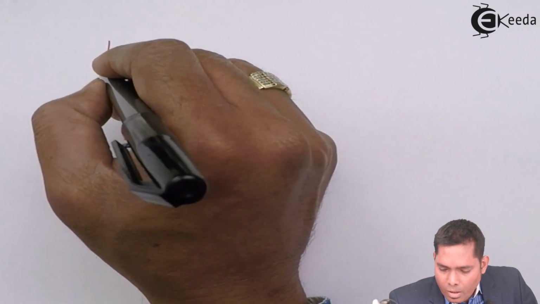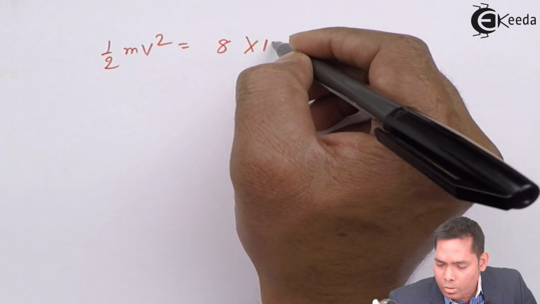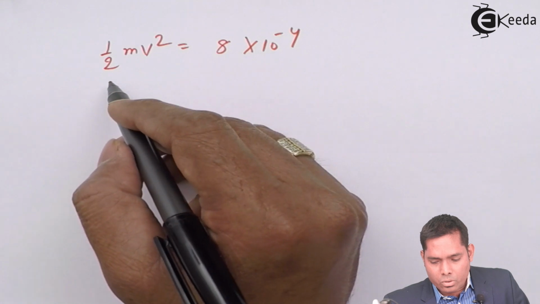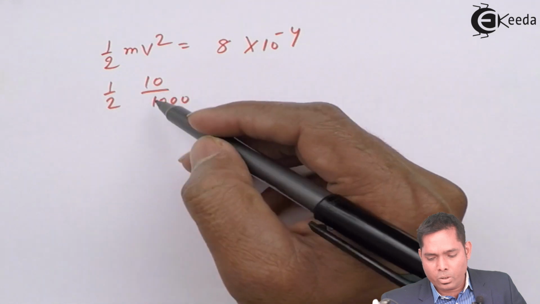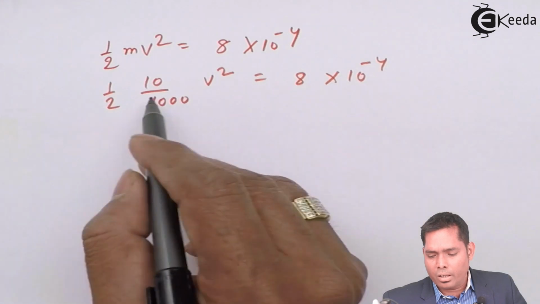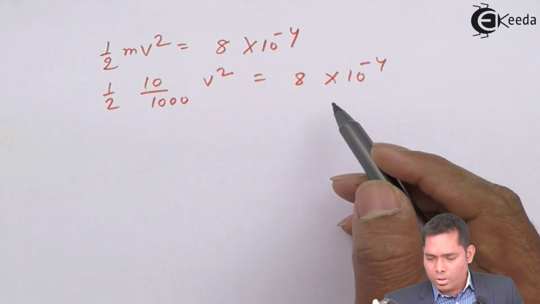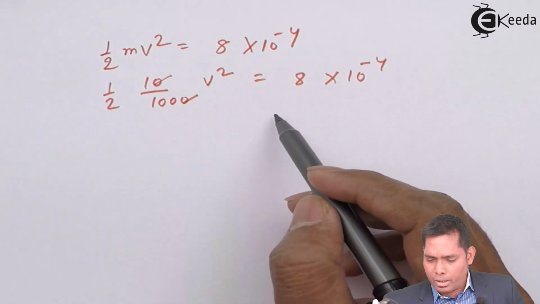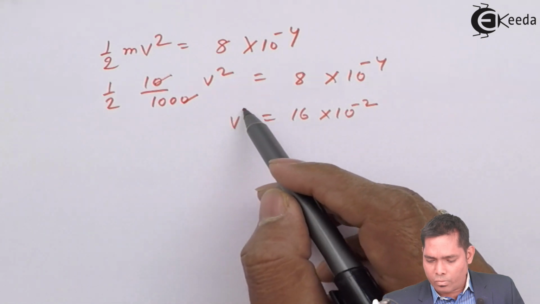So half mv square is given as 8 into 10 raised to minus 4, and mass is given as 10 gram. So I'll write 10 divided by 1000, so this will be kilogram, and this is v square. It is 8 into 10 to the power minus 4. All the quantities are in SI system. So 1 0 goes, this 2 will come here, and minus 2 will be left, and this is 16. So 16 and 10 raised to minus 2 is v square.